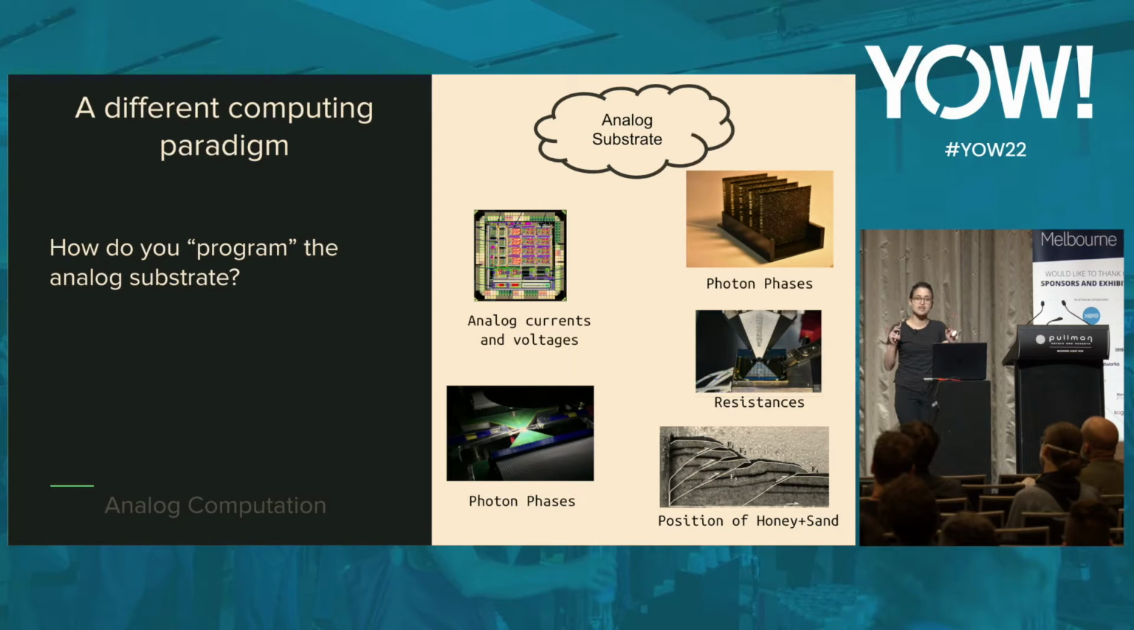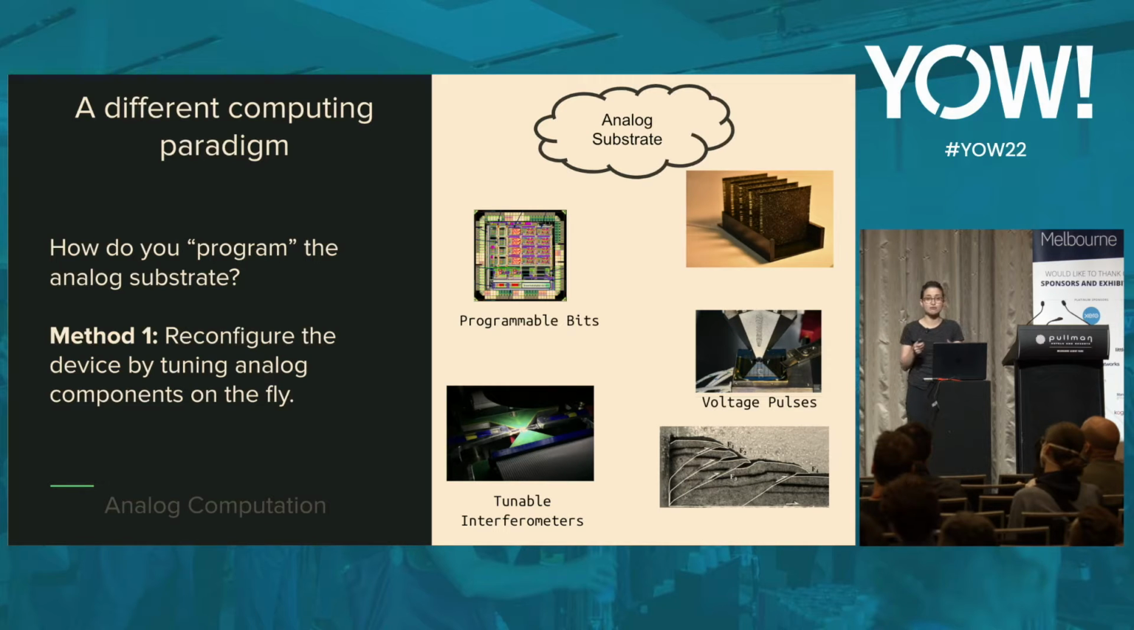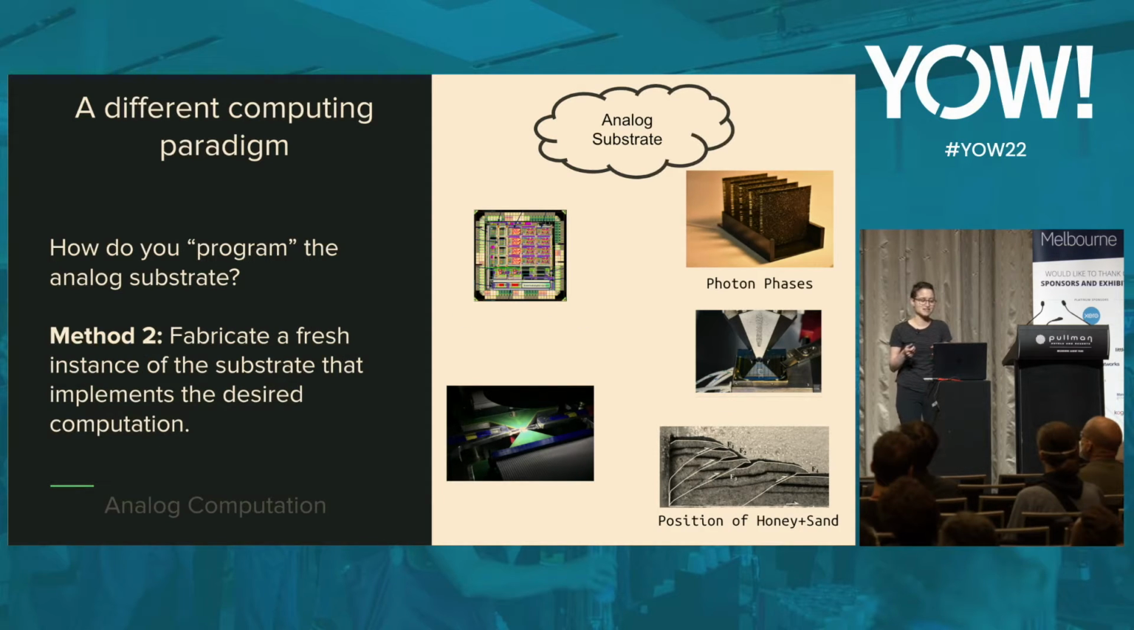So how do you program the analog substrate? Well, there are two different methods. First off, you can basically reconfigure the device by tuning the analog components on the fly. You typically do this, for example, by writing bits to the piece of hardware. And then the more exotic method is that in some use cases you actually fabricate a fresh instance of the hardware that implements the desired computation. For example, for this diffractive optical network, you fabricate a separate plate for any operation you want to perform. And the reason why this is reasonable is you can do it for less than $100. So anyway, there are a lot of different ways to program these systems.